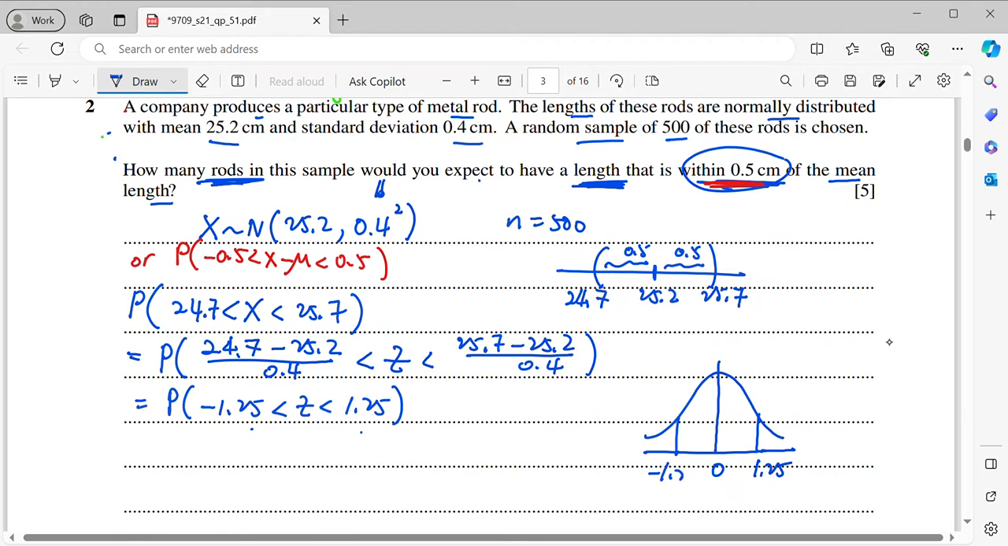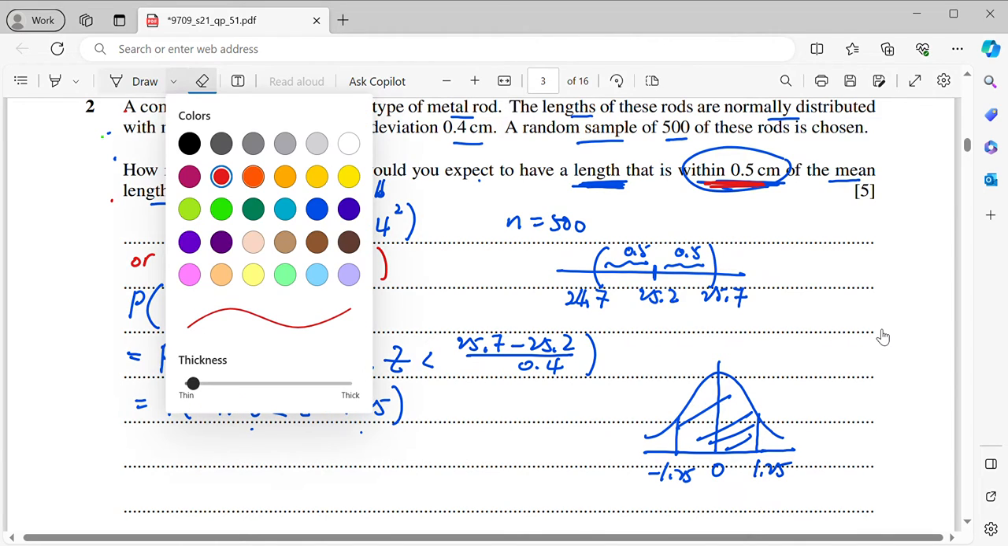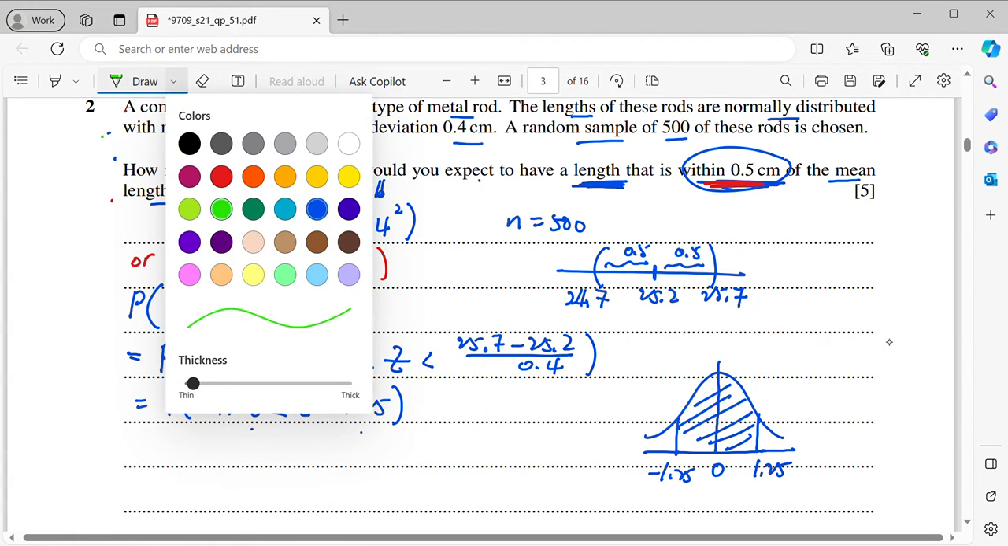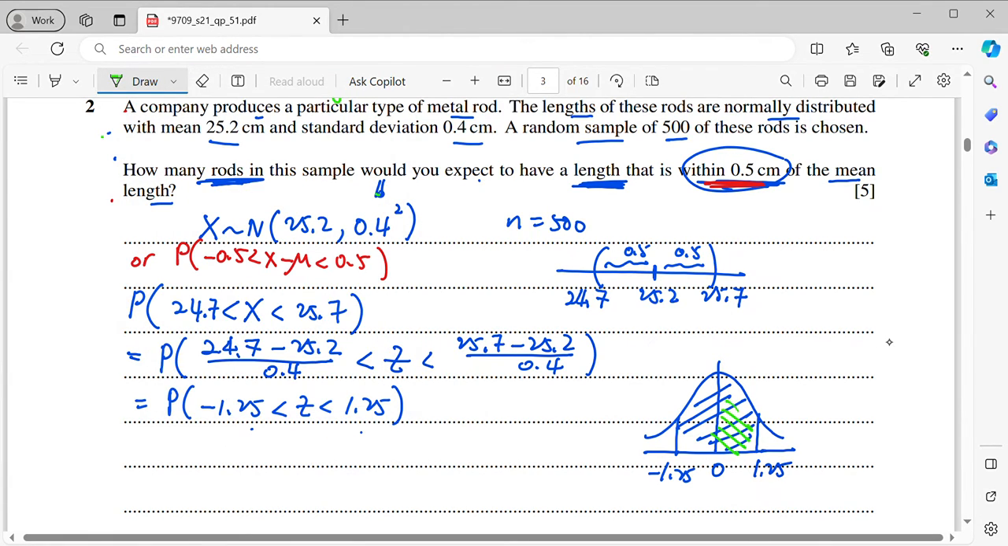So draw these two lines, okay? Then your region is bounded by these two boundaries. That means this is our region. From here, I will say that the region from 0 to negative 1.25, this red color, can be flipped to the right side. When I flip it to the right side, it becomes double of 0 to 1.25 because it is symmetrical. That means I will be using double of 0 to 1.25 to get the total region here.